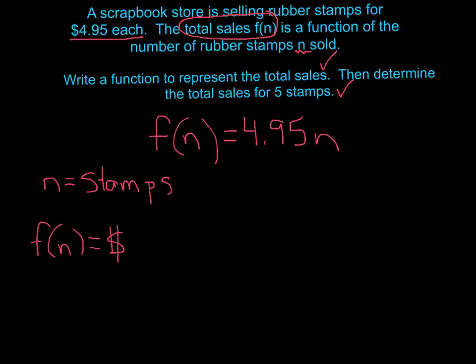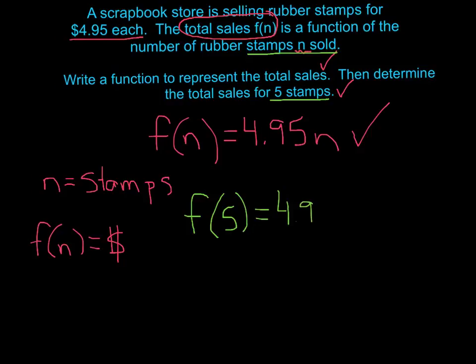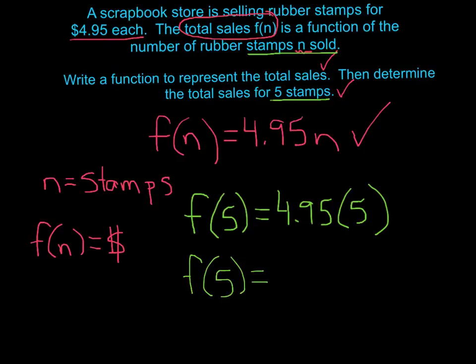So here we have written a function to represent the total sales. Now it says determine the total sales for 5 stamps. So n represents stamps, so we're plugging in 5 for n. So instead of f of n, we're solving for f of 5 equals $4.95 times 5. So you should get that f of 5 is equal to $24.75. So they're saying that 5 stamps will give you a total of $24.75.